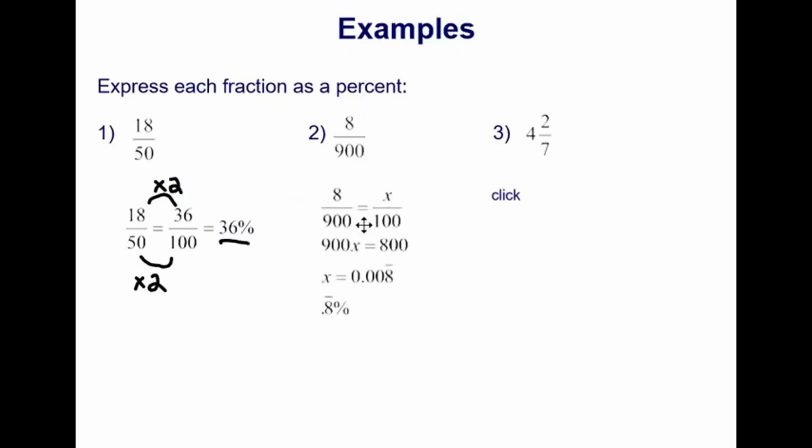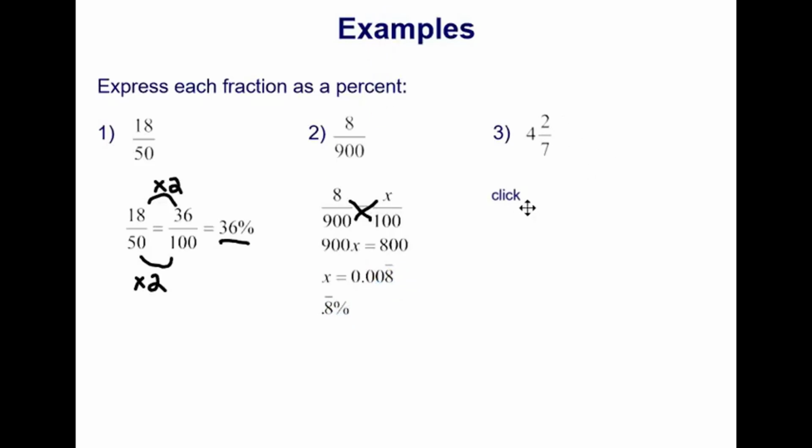Here we have 8 over 900. Again, we want it to equal something over 100. So now they're using cross products, where they have 8 times 100 is 800 equals 900x. Divide both sides by 900 to get x equals 0.008 repeated, or 0.8 repeated percent.